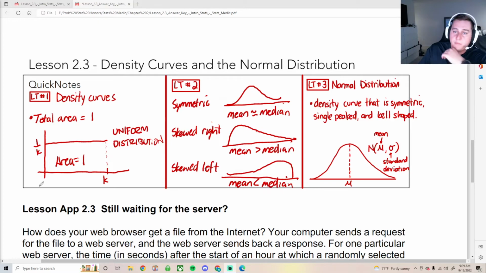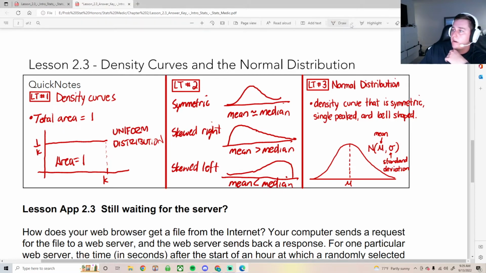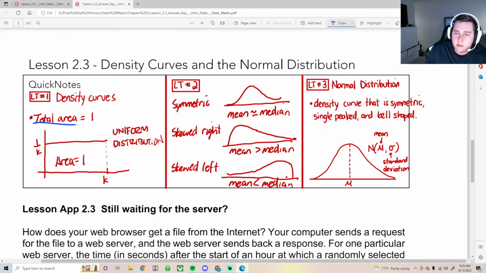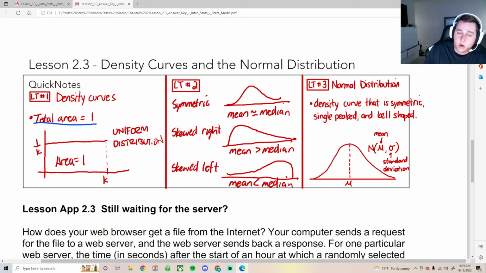So what we've got is density curves. The area will always total to 1. This is not some kind of special case. This always happens. The area underneath any curve, any density curve, is always equal to 1 or 100%. We have this special kind of distribution known as a uniform distribution. That's when it's just flat across the top. We have symmetric, where the mean is approximately the median, skewed right, where the mean is bigger than the median, and skewed left when the mean is smaller than the median.